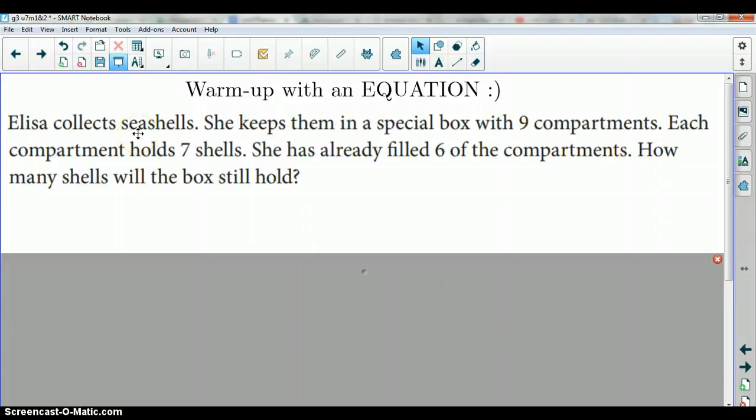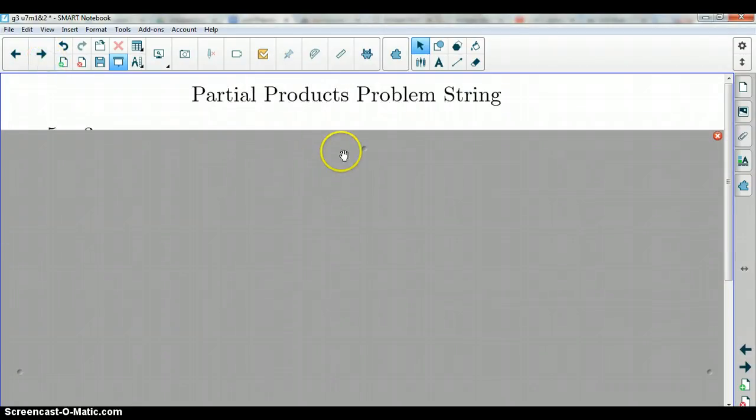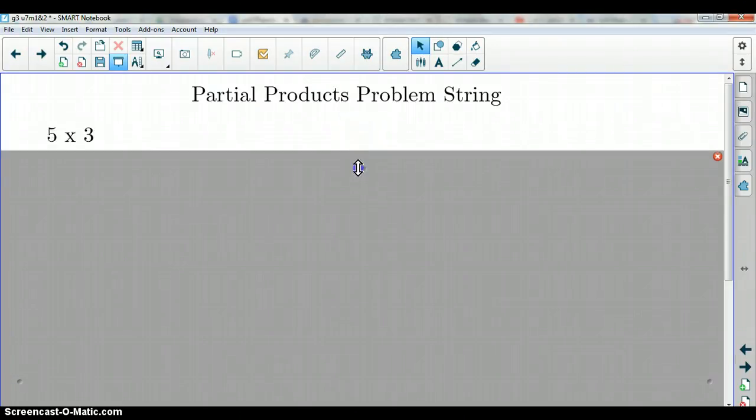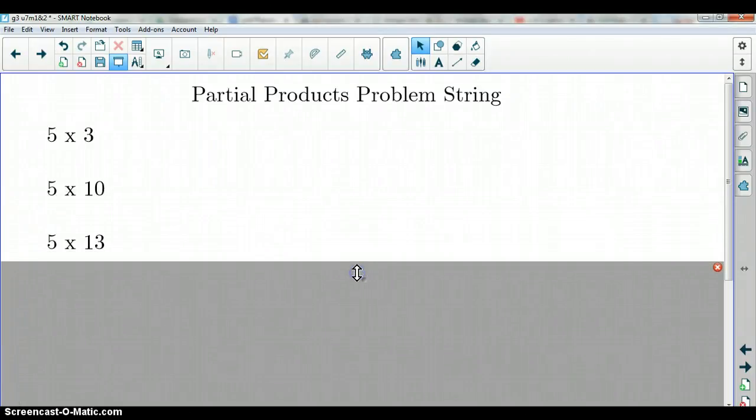And then we go on to the next session, which is combining module 2, sessions 1 and 2 together. Again, warming up with an equation, them coming up with it, and then discussing how these would work in the situation. And in this particular day, you have a problem string to do with them. So the first one being 5 times 3, then 5 times 10, which then leads into 5 times 13. We can get 5 times 13 by adding together the products of 5 times 10 and 5 times 3.